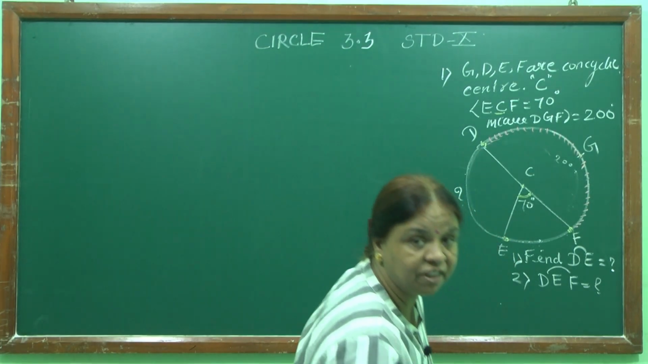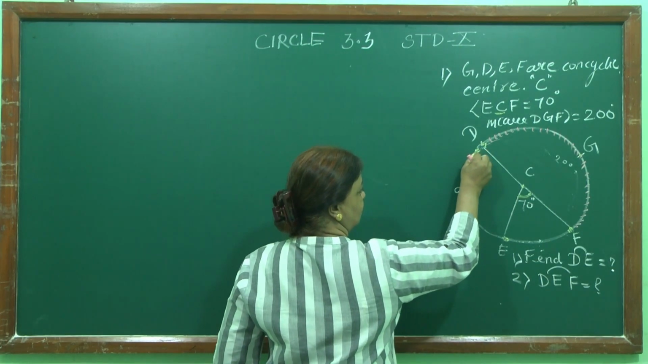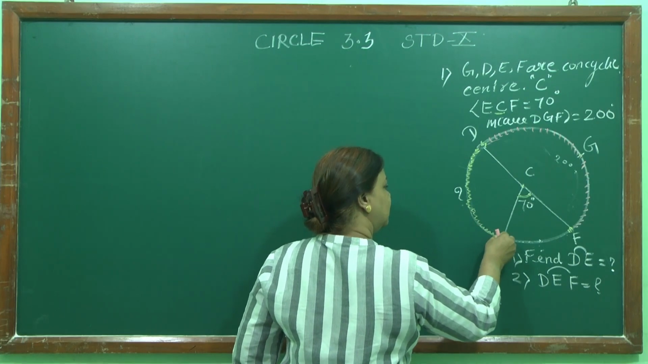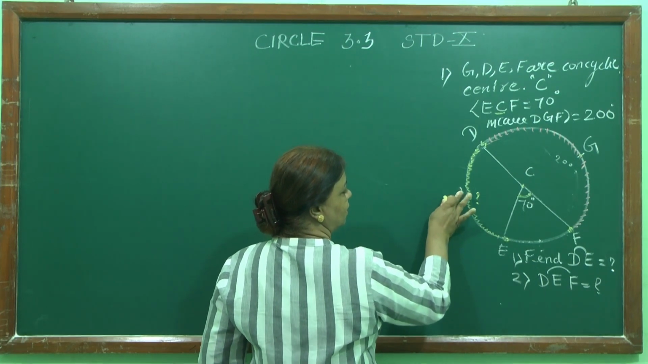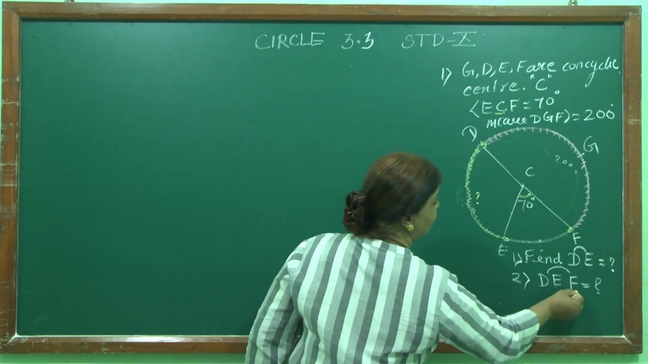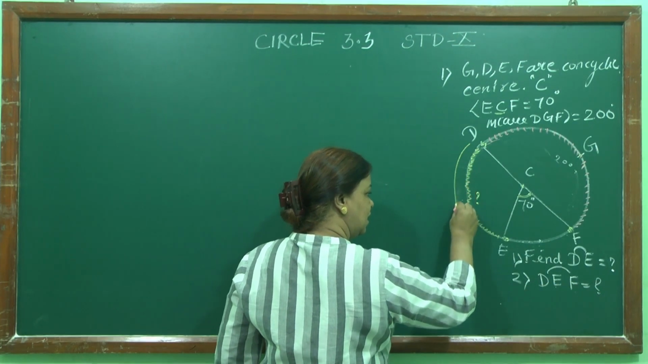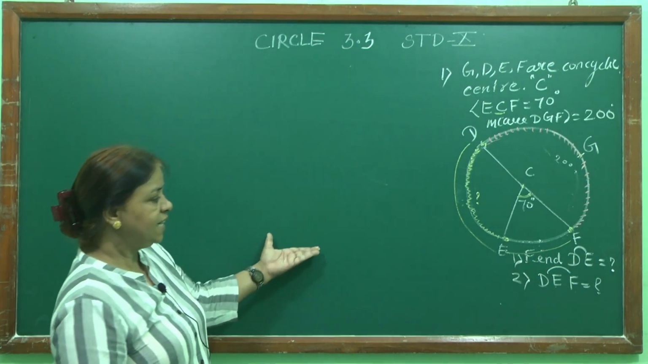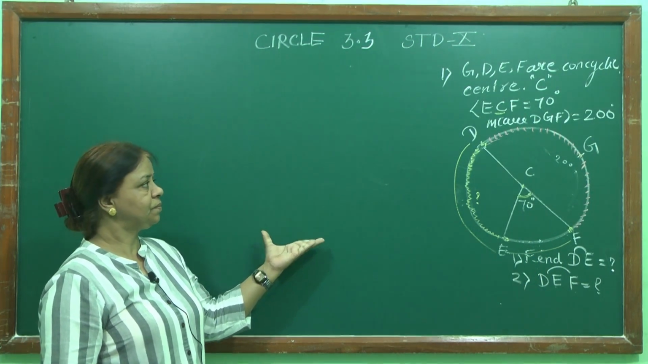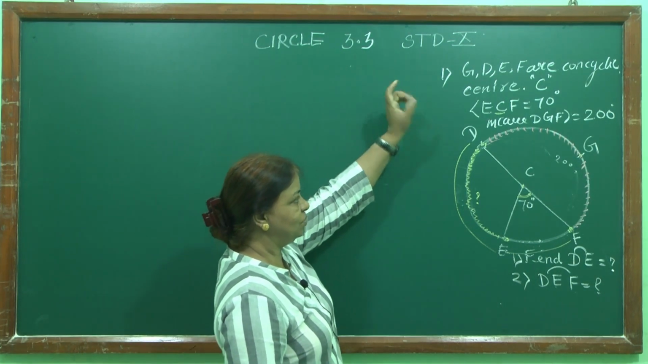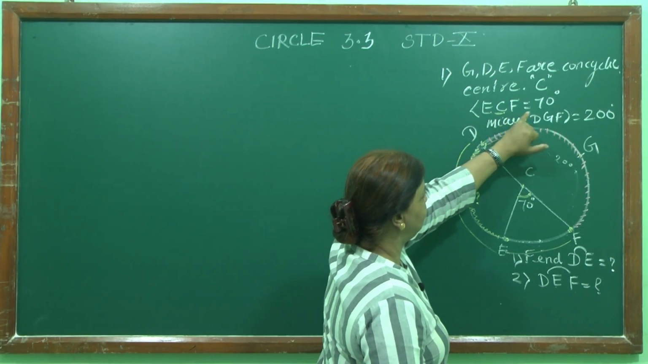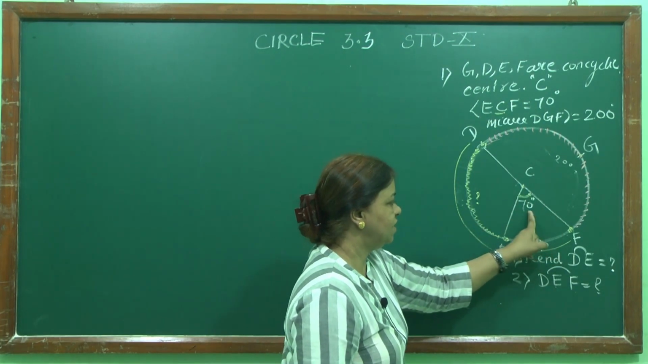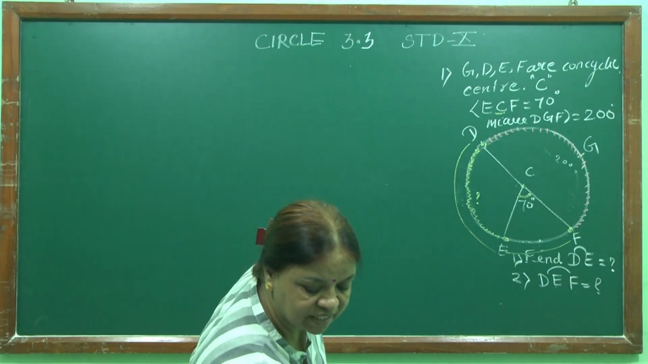Then we have to find arc DE, which I mark with yellow. This arc DE we have to find, and arc DEF means this entire arc. Let us see how to do it. First we will start with what is given. Angle ECF is 70 degree. So we shall start the solution.